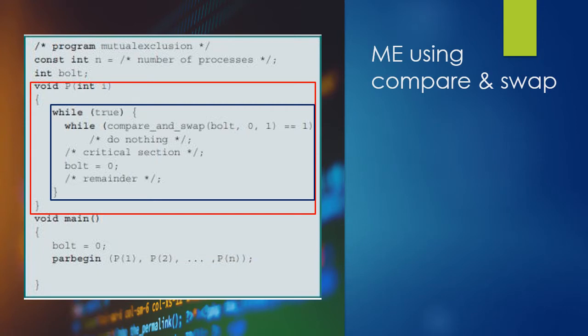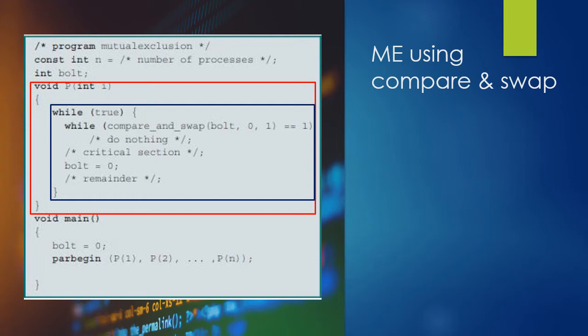Let us see what happens in function P. There is an outer while, which means the process will never terminate, it will keep looping forever. The body of the outer while extends from the curly bracket after it to the second last curly bracket, the one after remainder. The last curly bracket in the red box marks end of body for the function P.